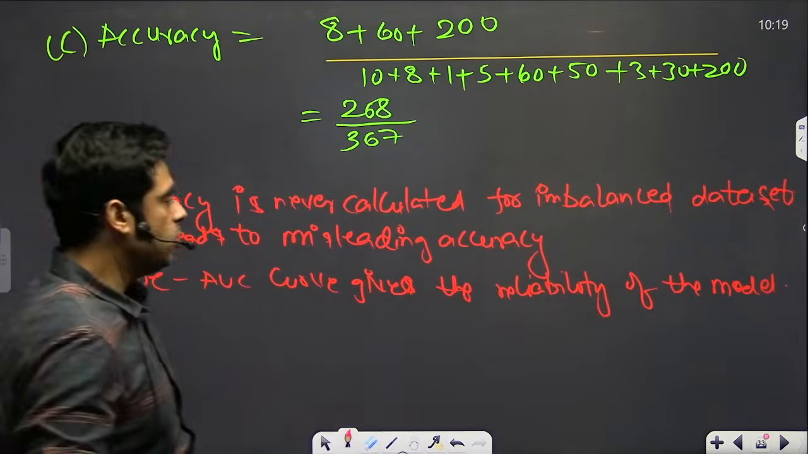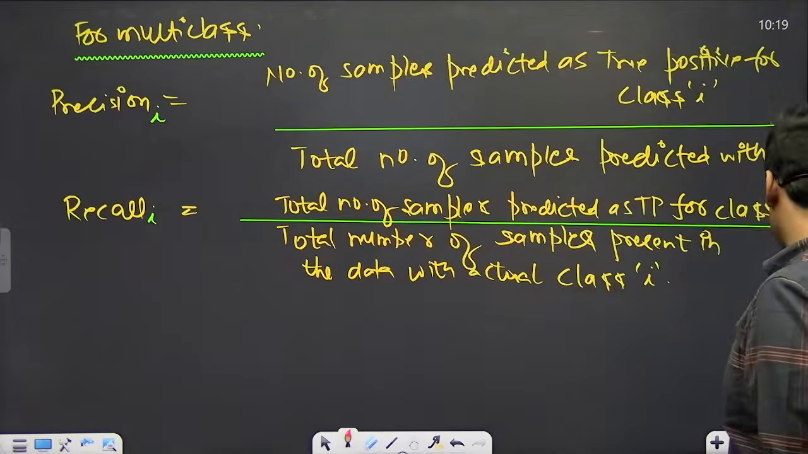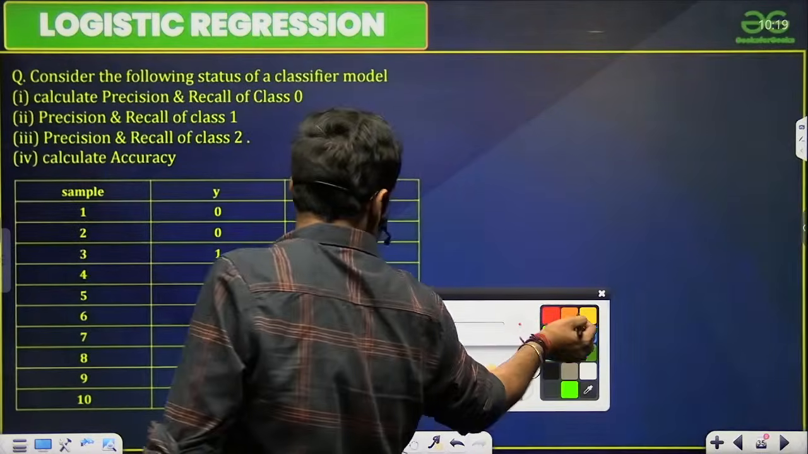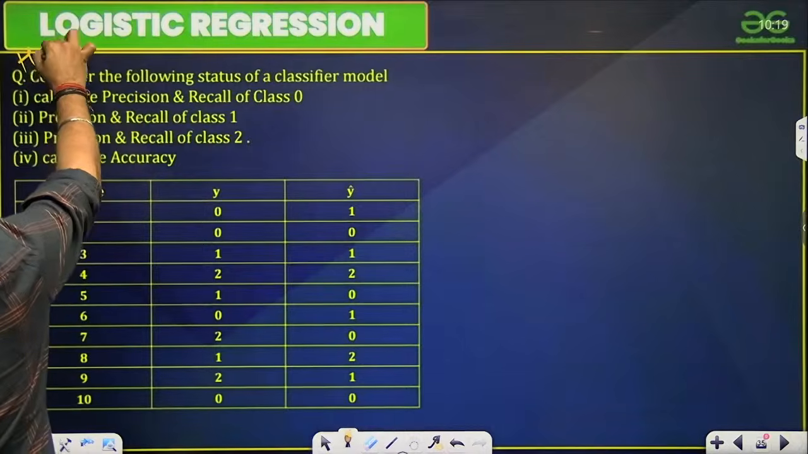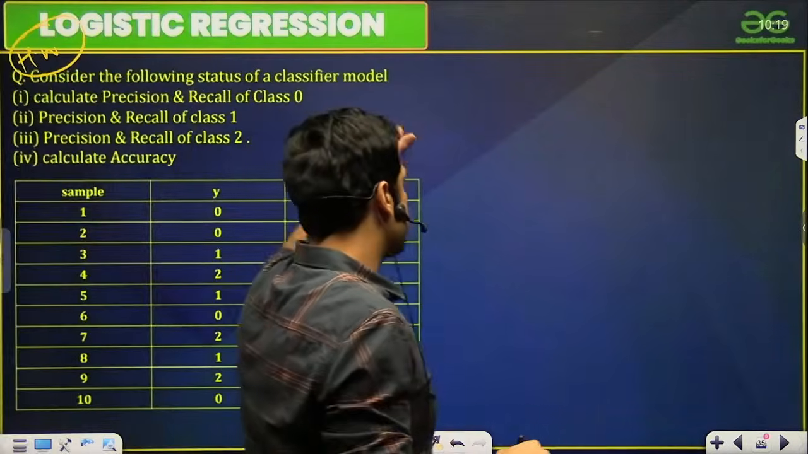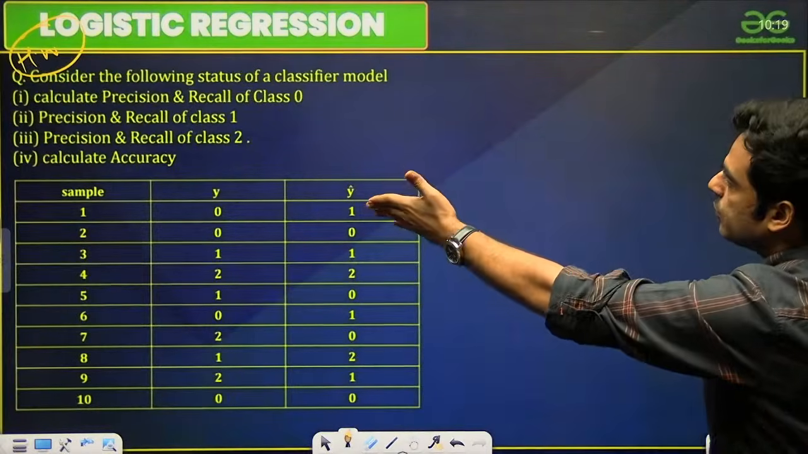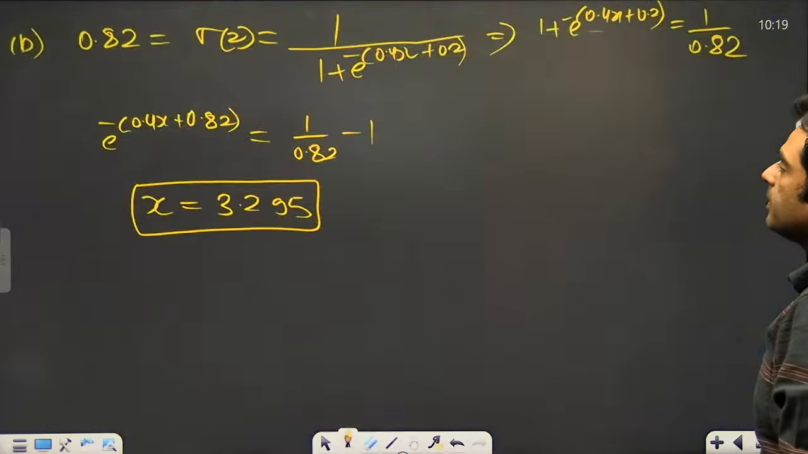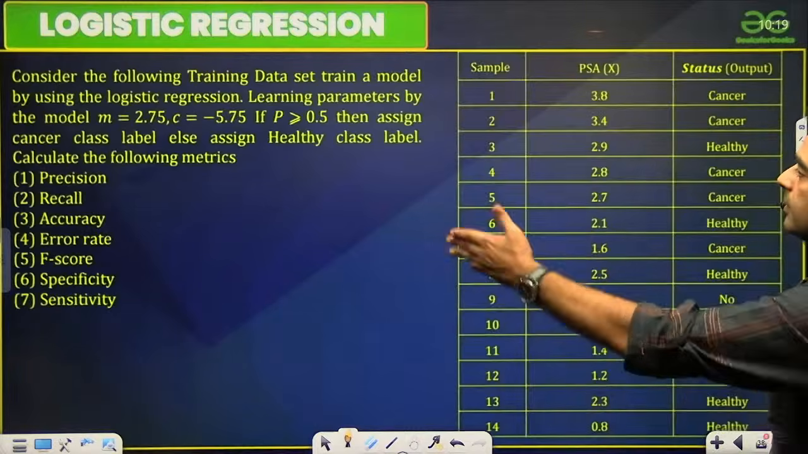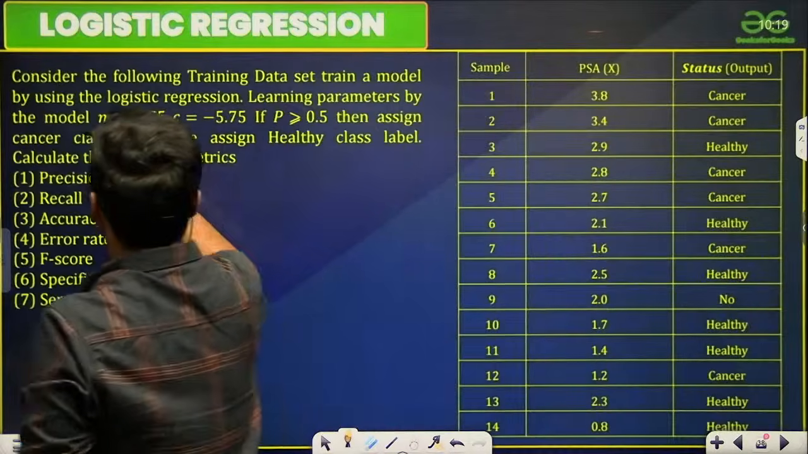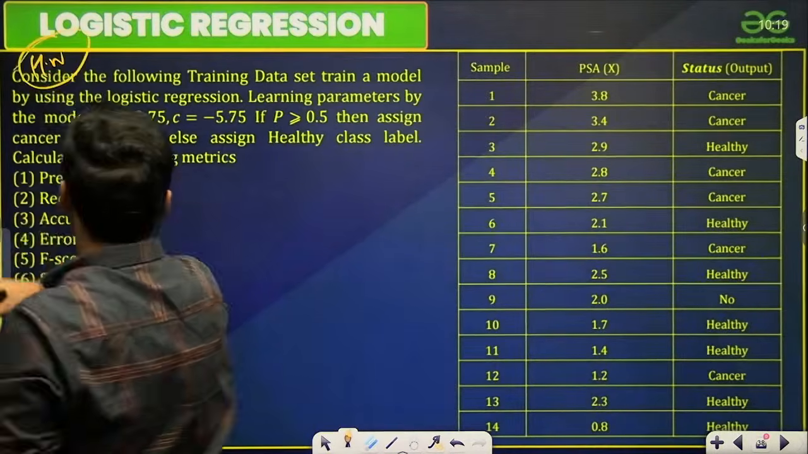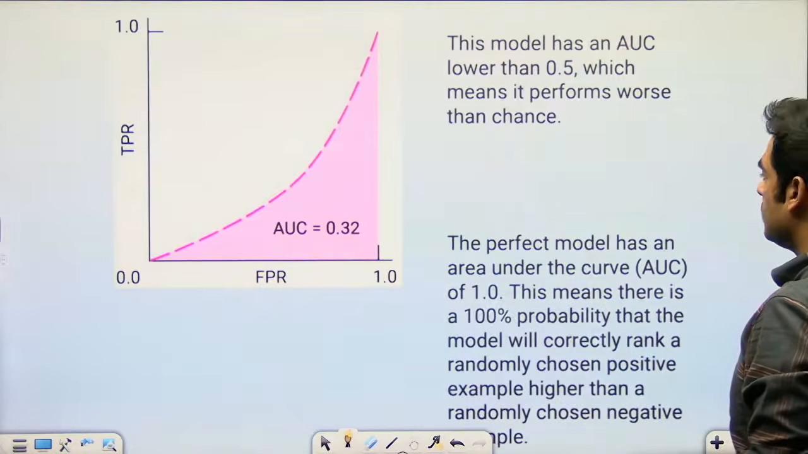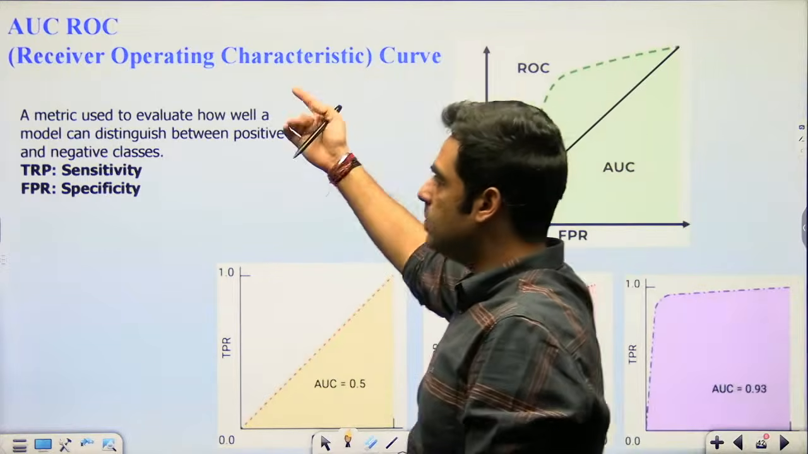Okay, now let us start with the new topic, that is the AUC ROC curve. This question is for homework, very simple: precision, recall and accuracy for a multi-class data set. This you would be doing as homework. Then let us now focus on the AUC ROC curve.